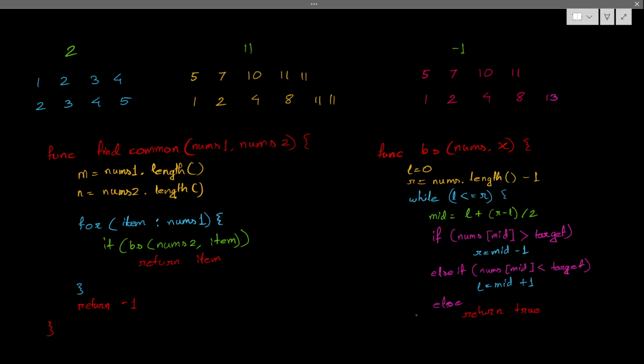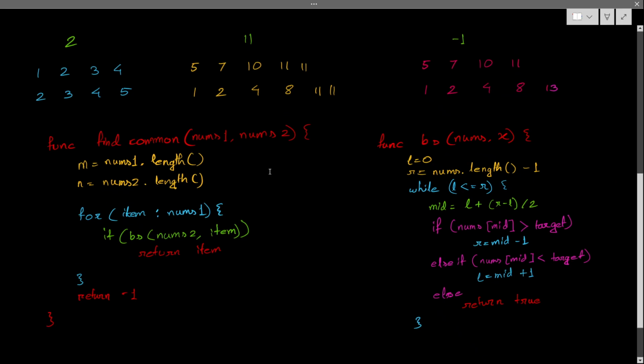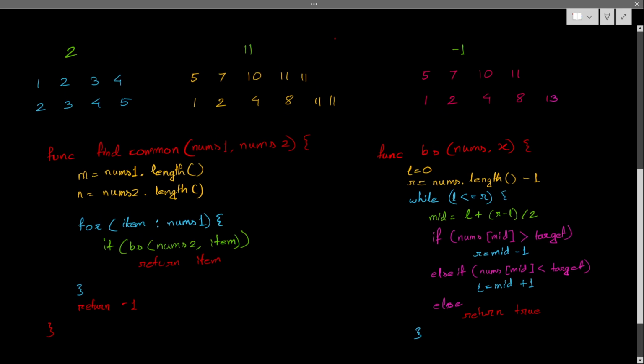But if it doesn't return true inside the while loop, that means what? It is not present. So in that case, I will say return false. Return false, and end of the binary search.